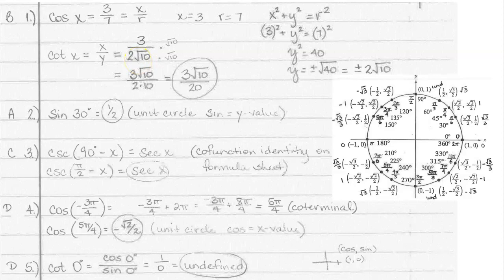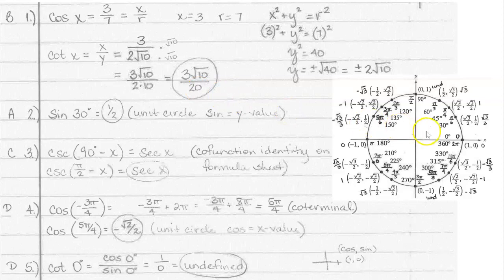When we give our answer, we're never going to leave a radical in the denominator, so I'm going to multiply top and bottom by the square root of 10, and that gives me 3 square roots of 10 over 2 times square root of 10 times square root of 10 would just be 10, and so 2 times 10 would give me 20. For number 2, it said find the exact value of sine 30.